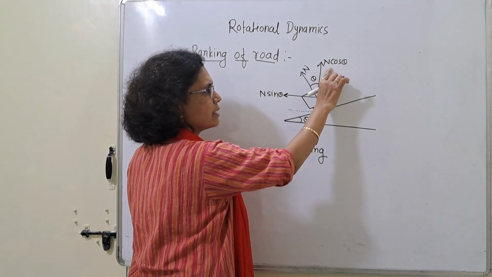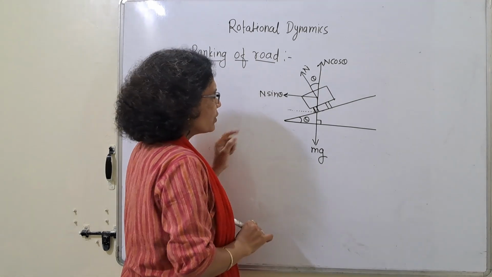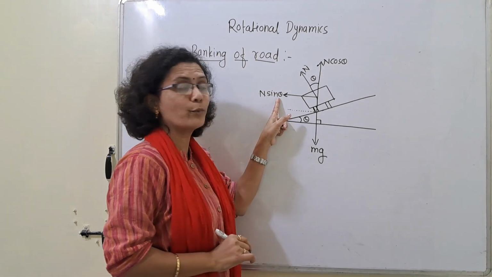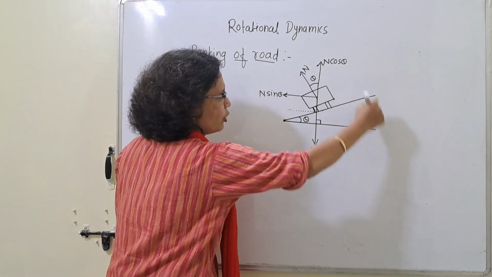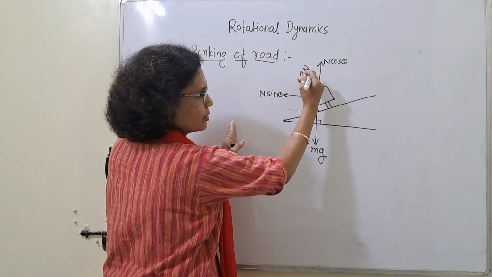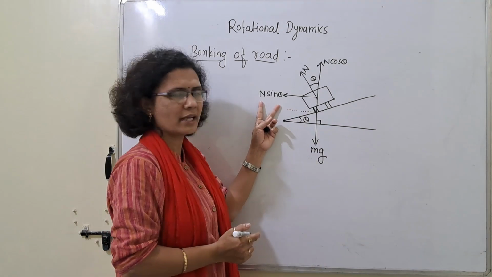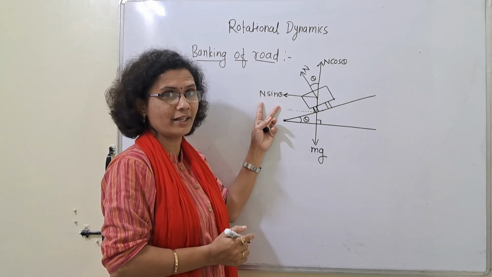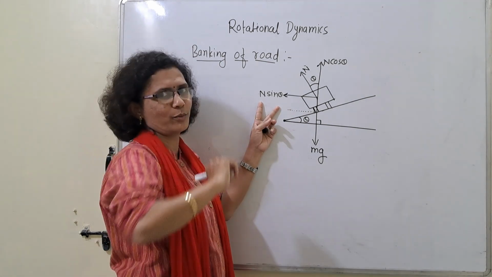This is n cos theta, this is n sin theta. Now, this n sin theta will provide the centripetal force. This is the center of the curved rod. This is the curved rod, correct? So, this is the center. Towards the center, this n sin theta is directed, which means it is providing the centripetal force required for the circular motion.